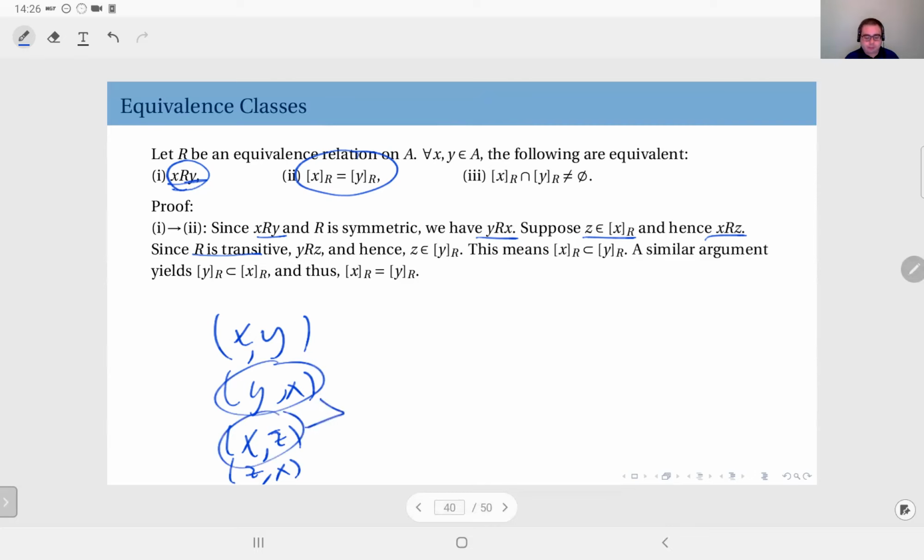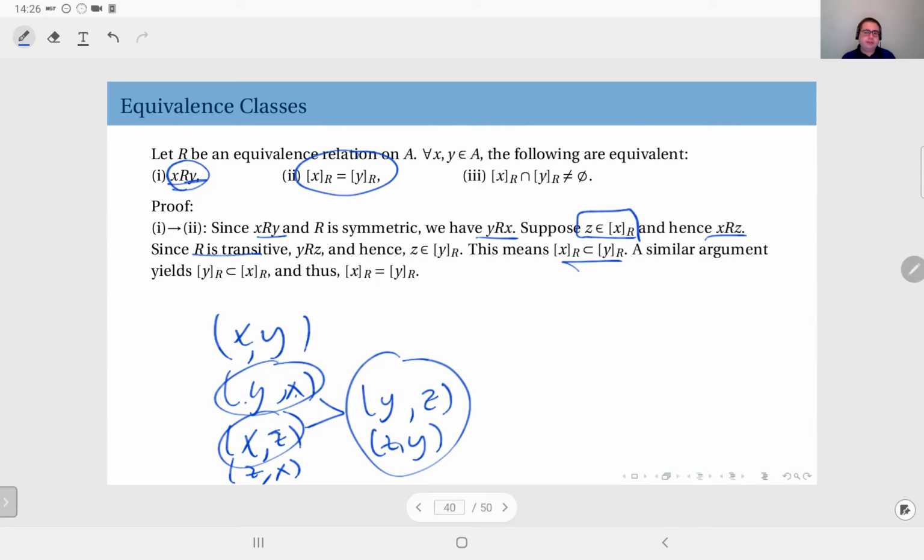Since R is transitive, you have yx and xz. That means you should also have yz. And from symmetry, you should have zy. This means whenever z is an element in the equivalence class of x, it also must be in the equivalence class of y. This shows that the equivalence class of x is a subset of the equivalence class of y.